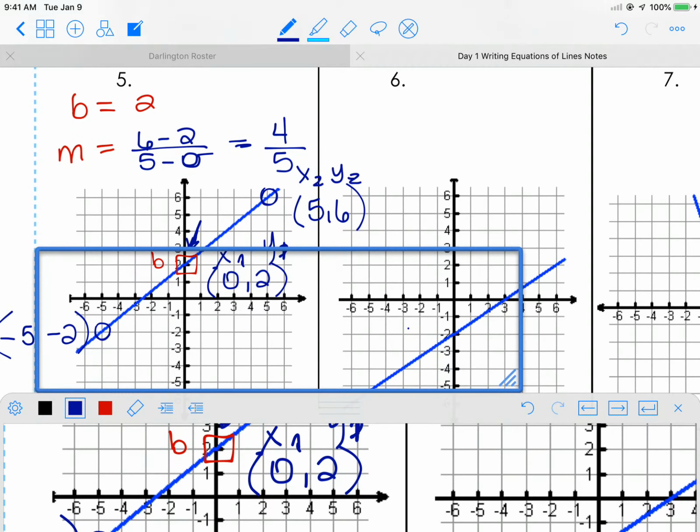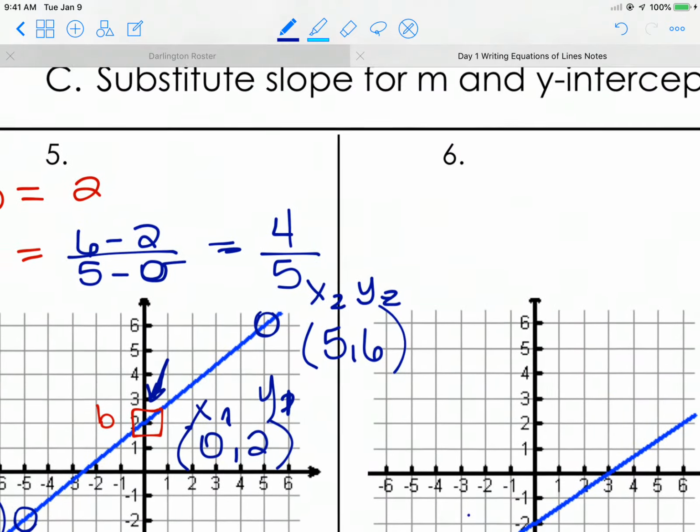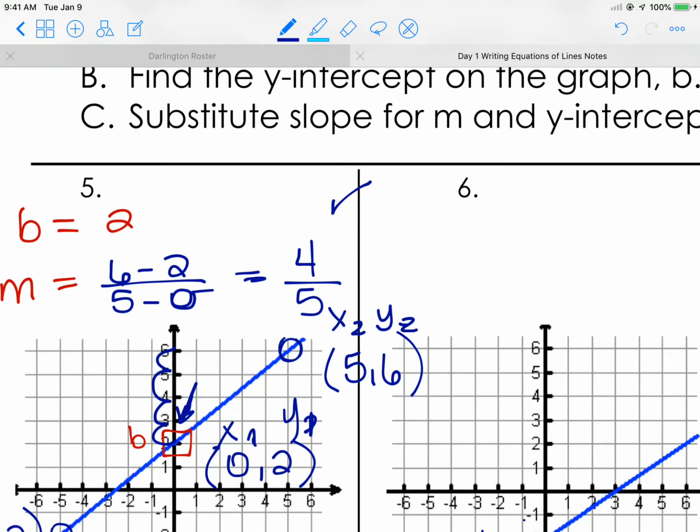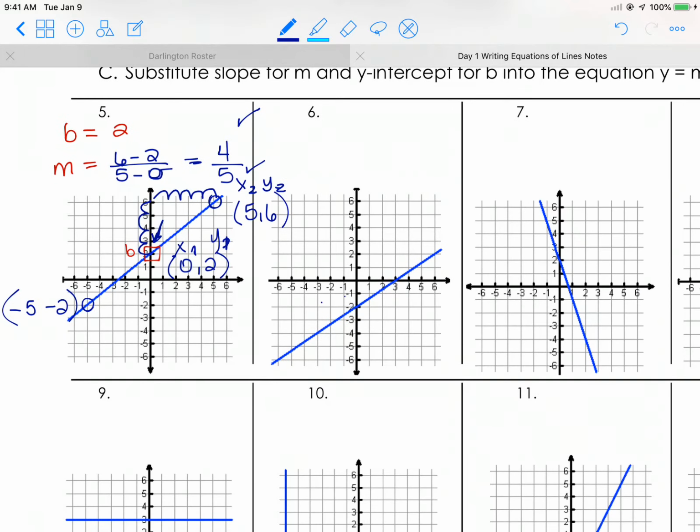Now, we can check our work by counting. Count the slope. So, up 1, 2, 3, 4. Up 4, check. Right 5: 1, 2, 3, 4, 5. Look at that. So our slope is indeed 4/5.